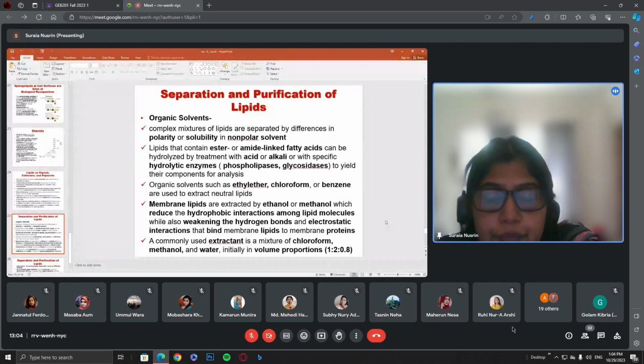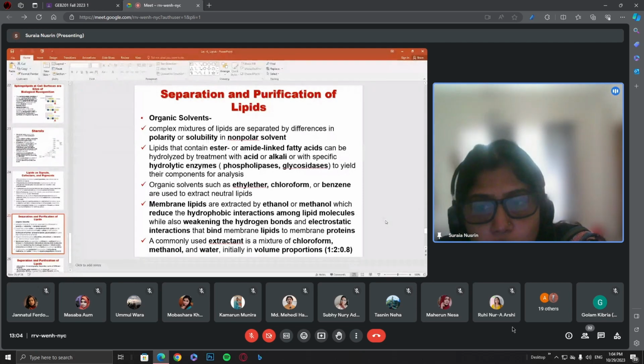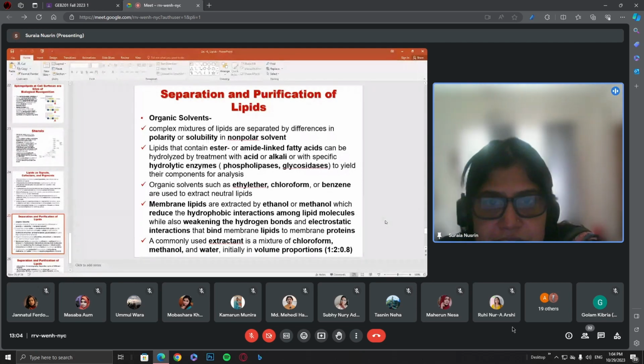Okay, now the important thing that we already learned, that in the lipids there are different bonds present, such as ester linkage, and in case of sphingolipid there is amide linkage. So we have to break down this bond, and we can do that by the use of acid or alkali.